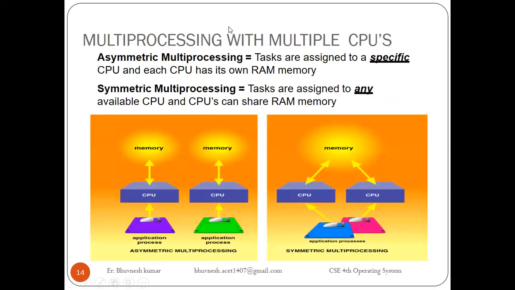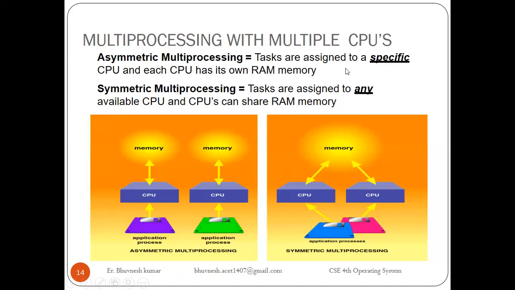Then in multiprocessing, with multiple CPUs (central processing units), multiprocessing is further divided into two types: asymmetric multiprocessing and symmetric multiprocessing. What is asymmetric? Tasks are assigned to a specific CPU. Specific CPU means there are a number of CPUs; there can be 2, there can be 3. We are using the word multiprocessing, so multiple CPUs are there.